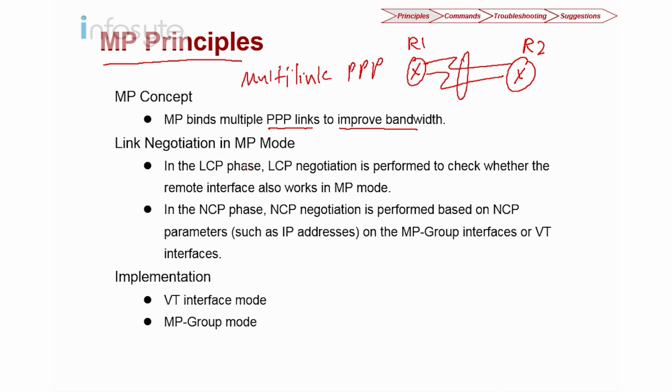Now the concept of the MP principle here, they are still using the LCP and NCP phases. No difference over here. So in the first phase, the LCP negotiation is performed to check whether the remote interface does work in MP mode or not. Else they fall back into the individual single PPP. And once that is done, they will move on to the next phase, which is the NCP phase. In the NCP phase, it performs the normal NCP parameters.